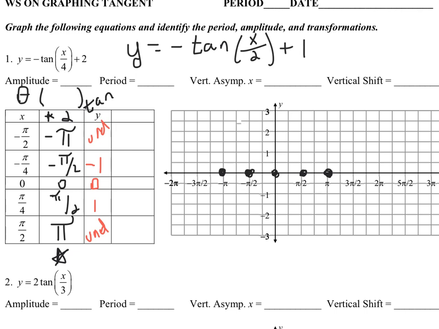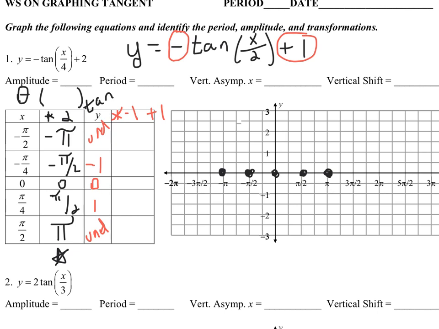Now the y transformations are all the outsiders. So here we have a negative tangent, and here we have a +1. What this means is that I'm going to take all of my tangent values and multiply by a -1, and then add 1 to each one of those. So the ones that are outside the parentheses is what happens here in this row.